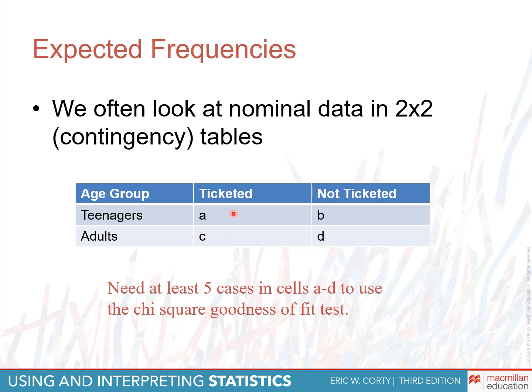So cell A would be the people who are teenagers that got tickets. Cell B would be teenagers who did not get tickets. Cell C would be adults who got tickets. And then cell D would be adults who did not get tickets. And so when we talk about 5 cases per cell, that's what we mean. In each of these cells, A through D, we want to have at least 5 cases or 5 observations in order to use the chi-square goodness of fit test.